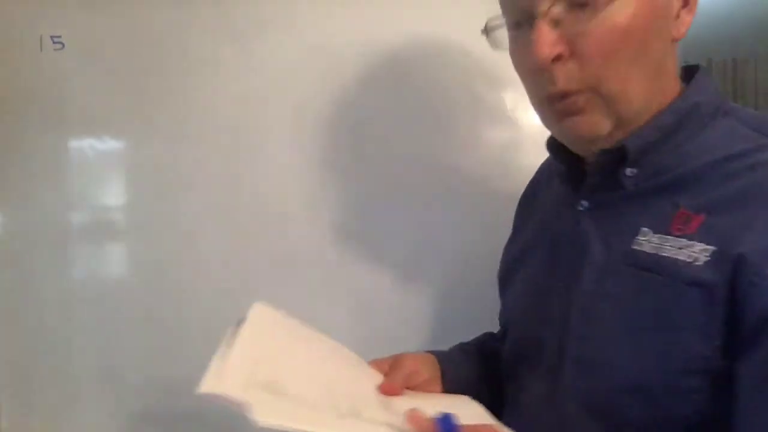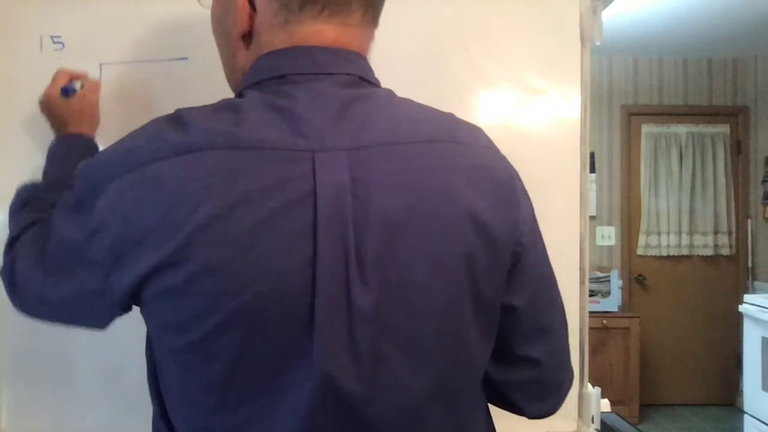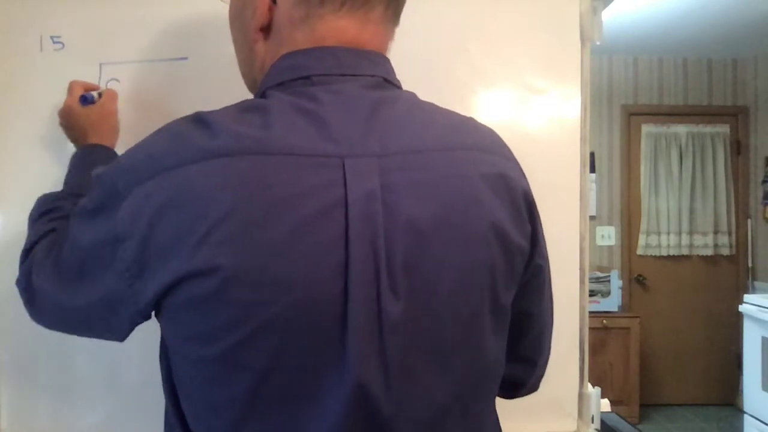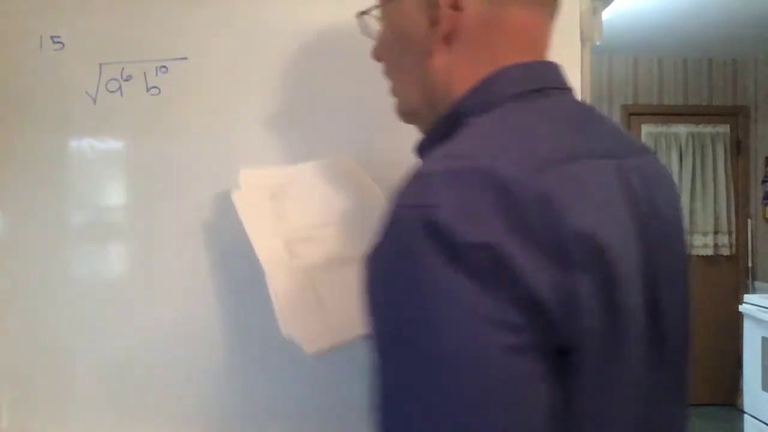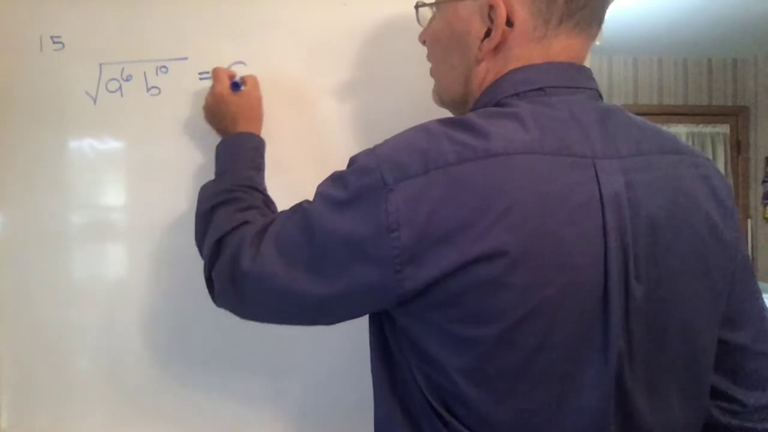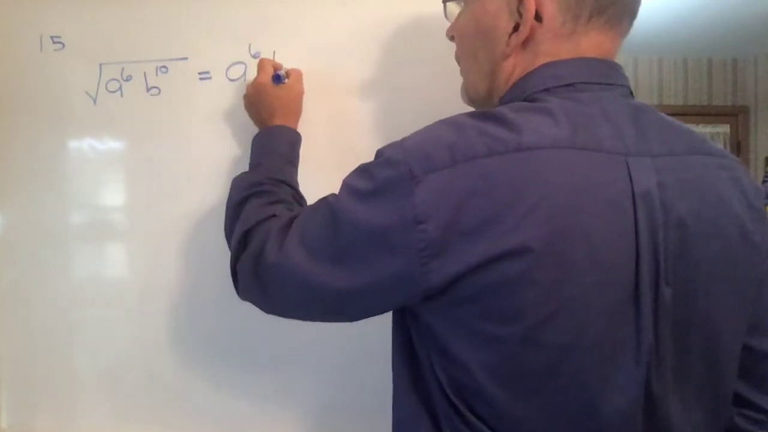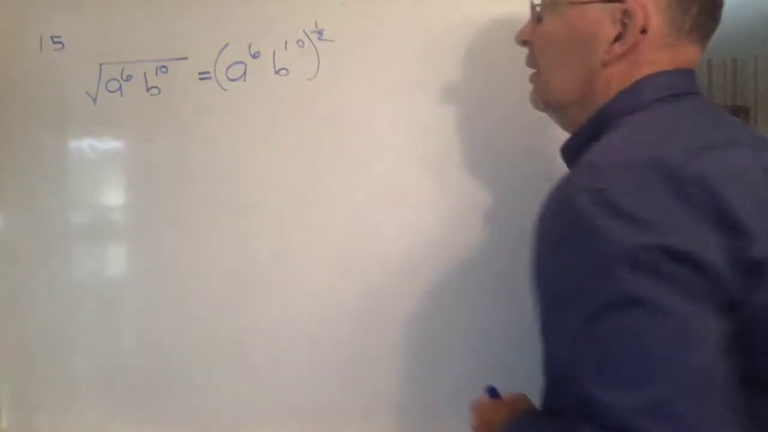Number 16 says, which of the following are correct? So I'm just going to write them on here. This is the square root of a to the 6th times b to the 10th. And I'm just going to do this problem. Another way of writing this is a to the 6th times b to the 10th, all to the 1/2 power.